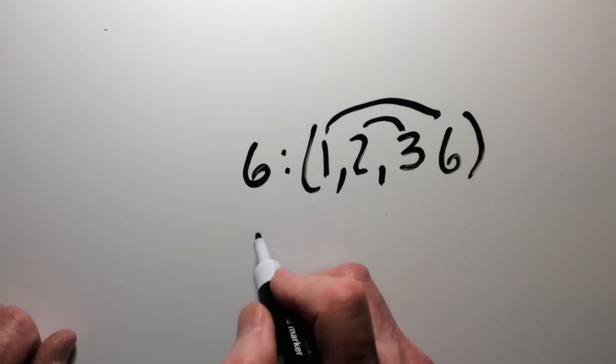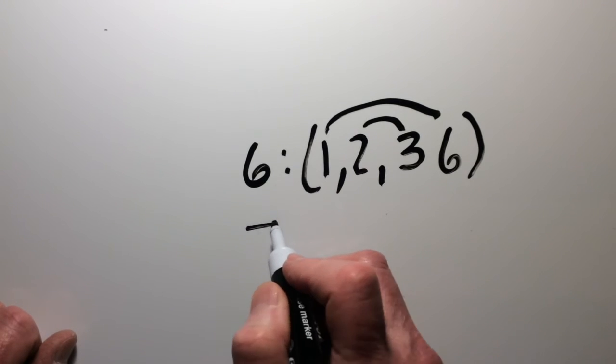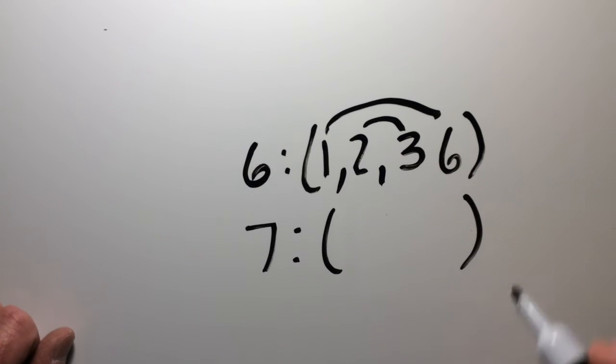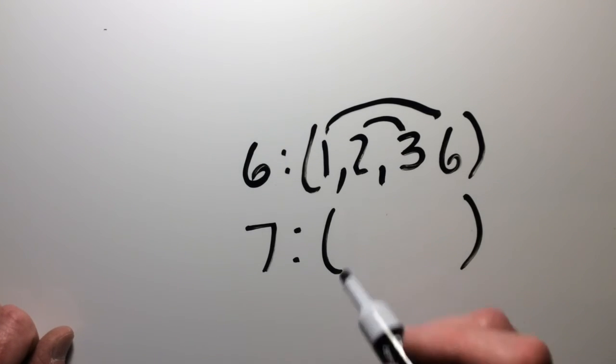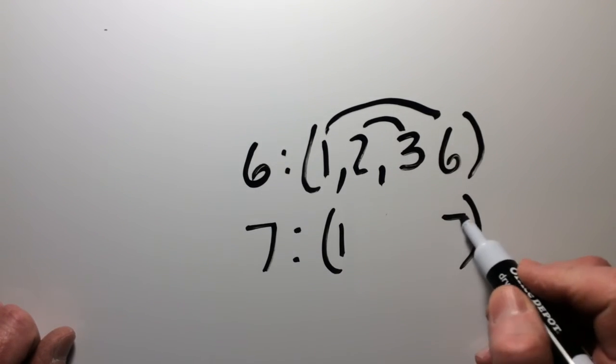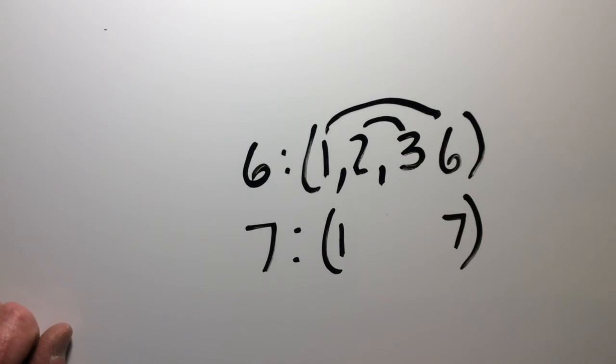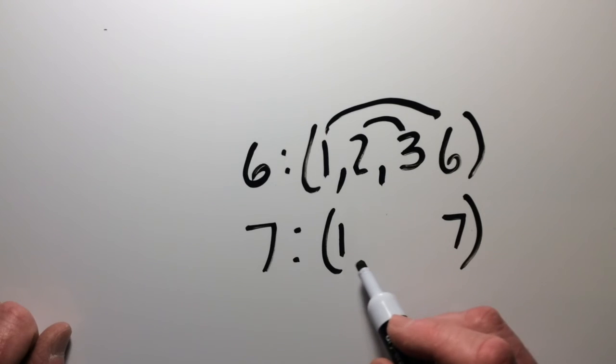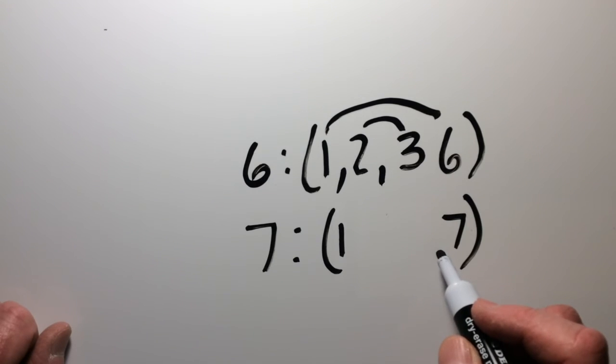If I did another number, let's say the number 7, I'm going to write my parentheses again. I know that 1 and this number 7 can be multiplied together to equal that. But then I go through the rest of my numbers, and I know that every number that could possibly be multiplied together to equal 7 would have to fit between the 1 and the 7.